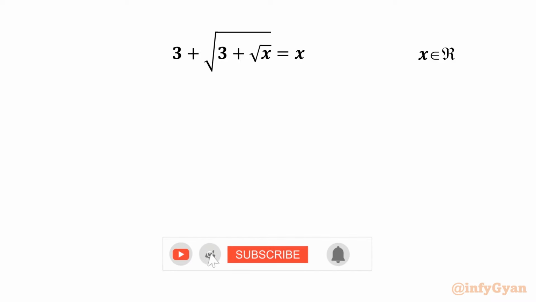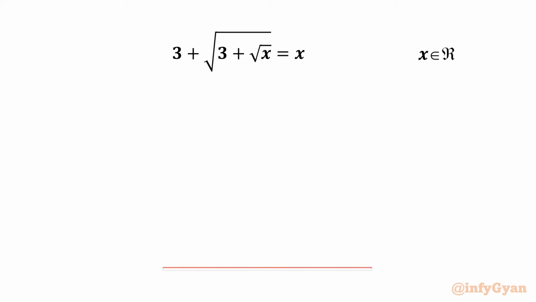In this video, we have one very interesting question from radical equations, which we are going to solve for the real values of x. So let's get started. I will subtract 3 from both the sides first. So minus 3 to both the sides. We will cancel minus and plus 3 from LHS.